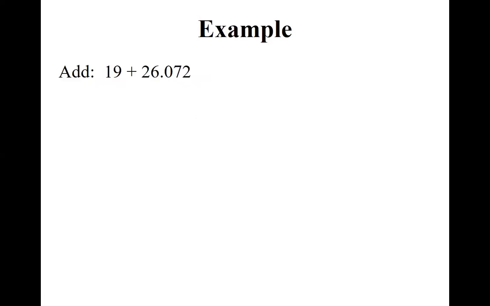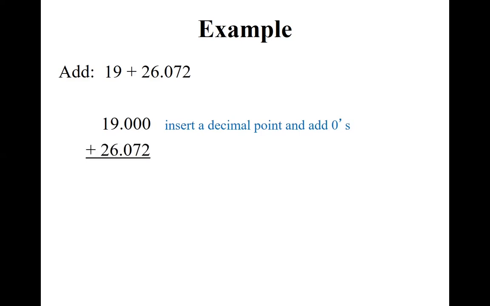19 plus 26.072. We want to write 19 so that it has 3 decimal places, so that we have the same number of decimal places in each number. So 19 becomes 19.000. We're adding 26.072. Add like normal, putting a decimal point in the answer in the same spot as it is lined up with the decimal points in the problem. 45.072. 45 and 72 thousandths.